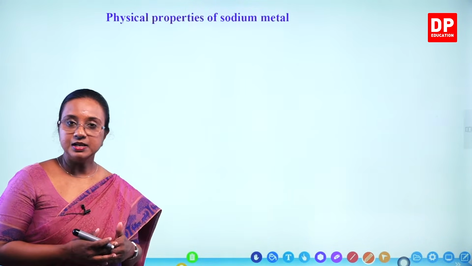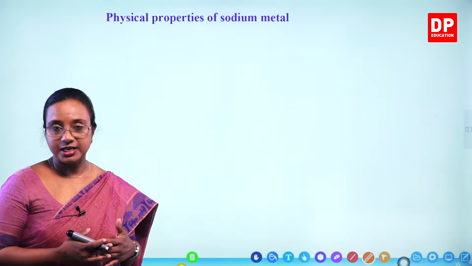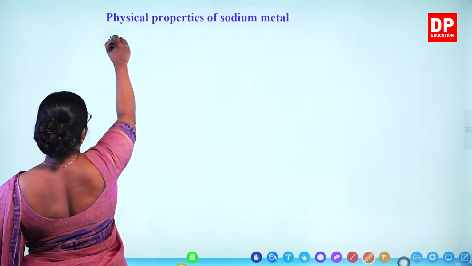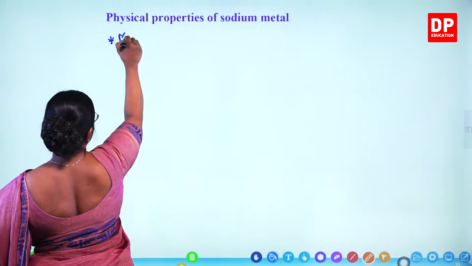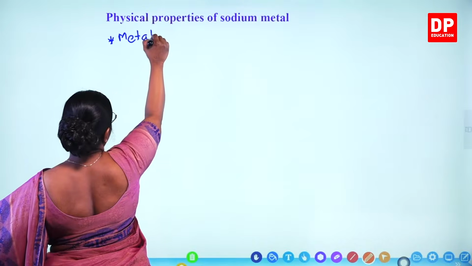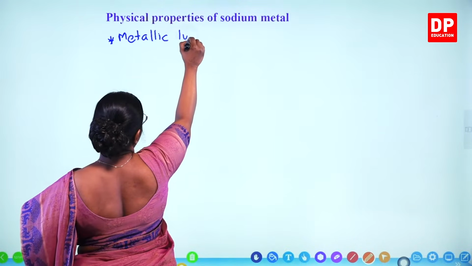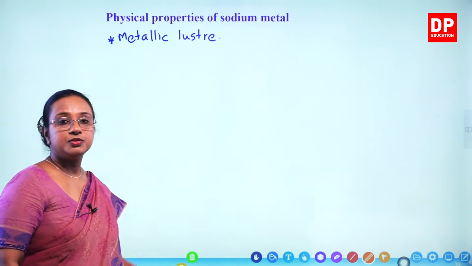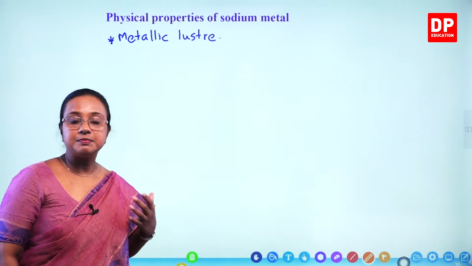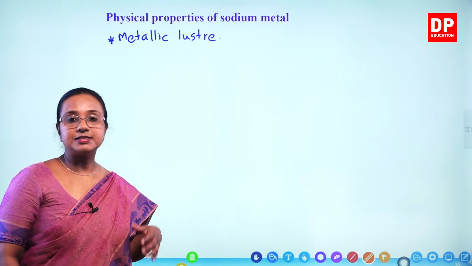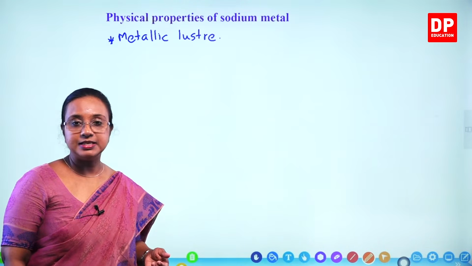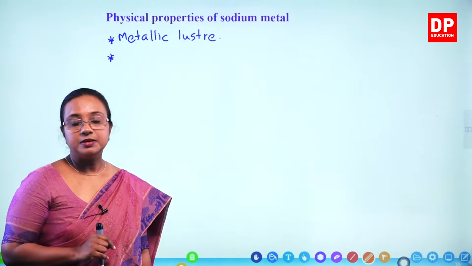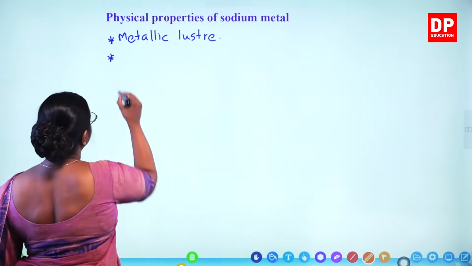Sodium is a metal, so it has the shine, the luster. So, it is a metal that has the metallic luster. Normally metals are high in density, but here you will see the density of sodium is less than water.